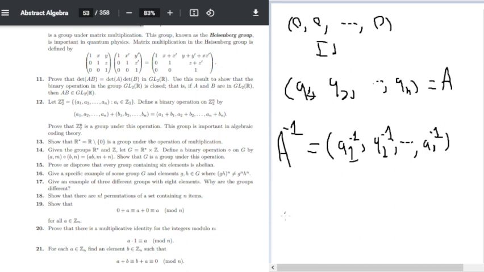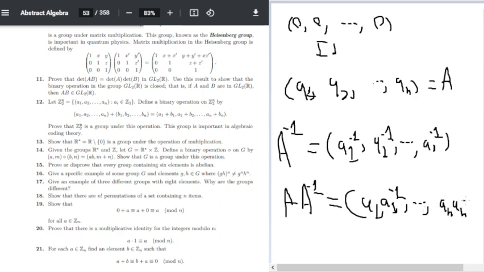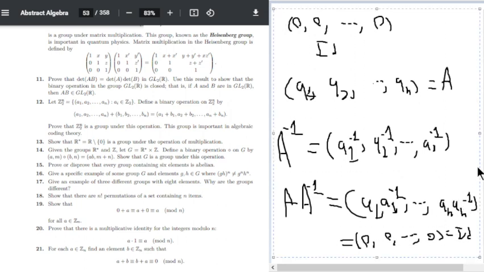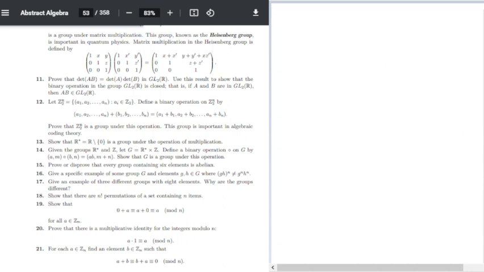Because if you compose them, each component gives A1 with A1 to the negative 1, up to An with An to the negative 1, which equals (0, 0, on to 0), which is equal to the identity. So the construction for the specific problem for the integers mod 2 is just a subcase of the one where we have any group raised to the nth power, multiplied by itself n times, like a Cartesian product.